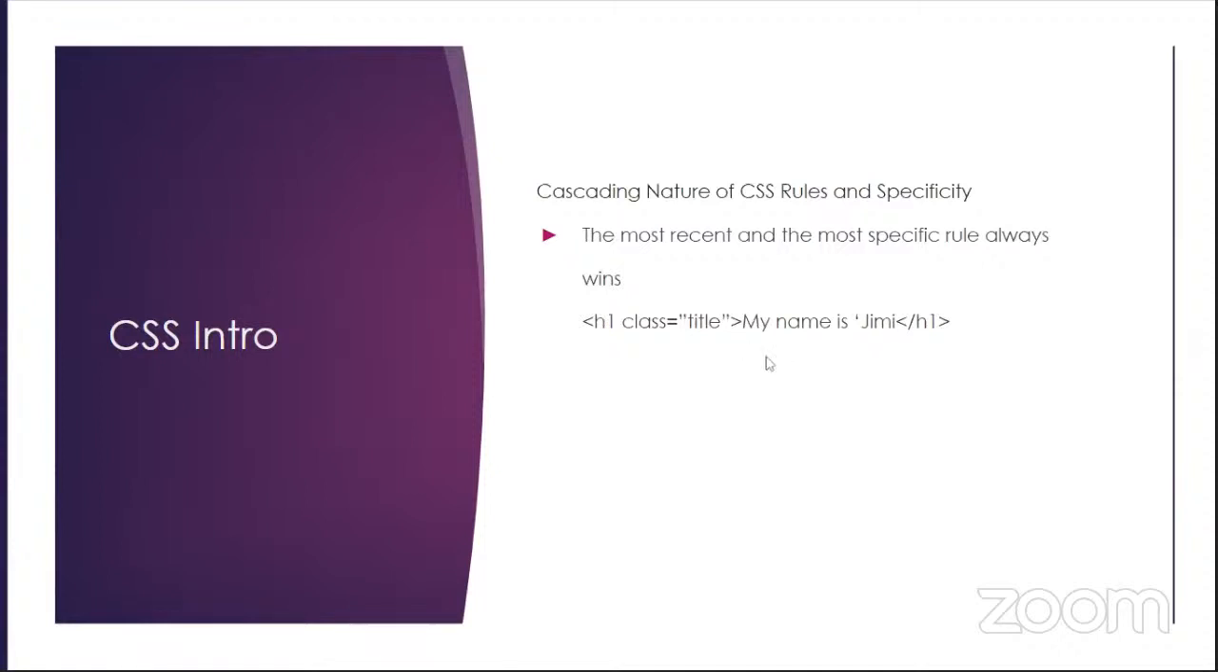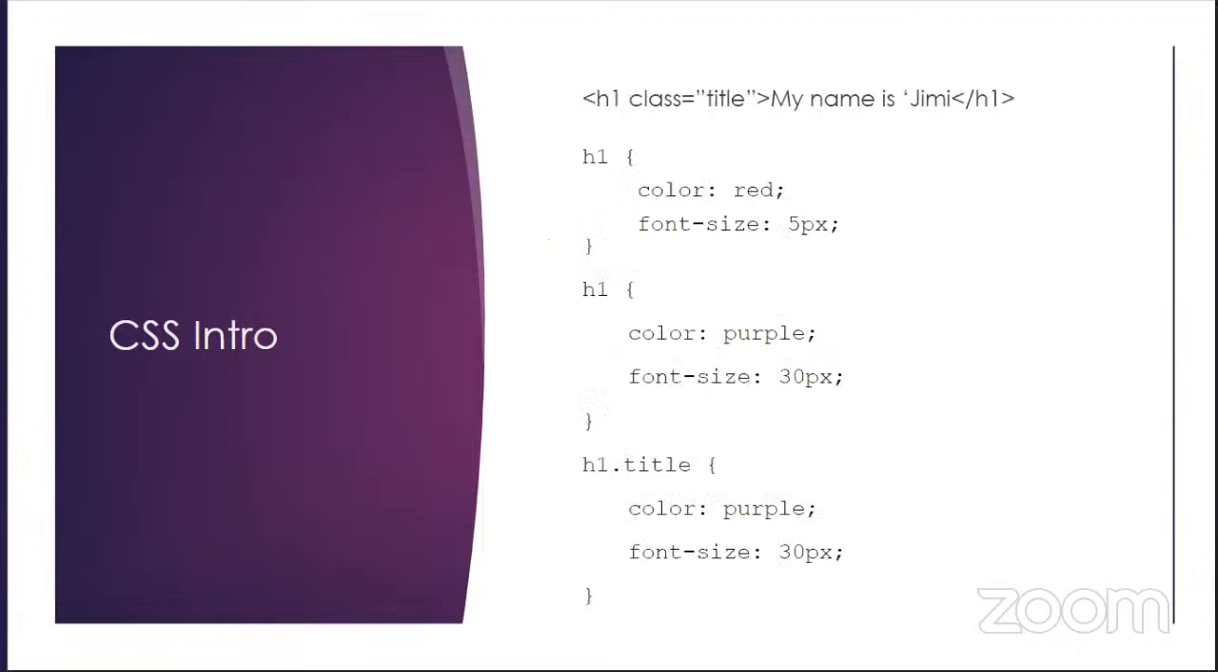For example, I have this H1 element here. I've added a class attribute to it for title, and then the content, my name is Jimmy. Now, if I have all of these three rules within a CSS sheet, and I run this in a browser with this HTML, what color do you think it will pick, based on what I just said?